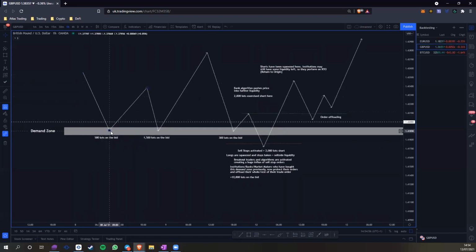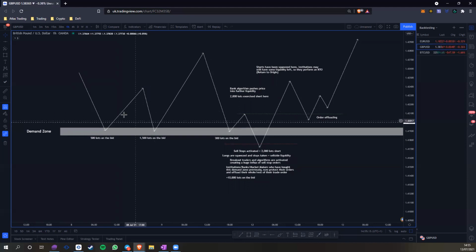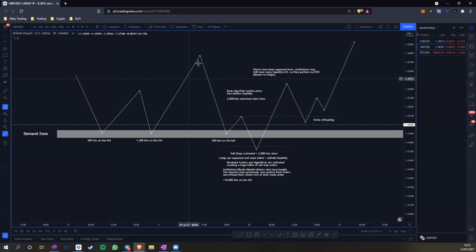So price comes into this demand zone and there's 500 lots on the bid which get activated. These orders are entered, we push away. Now we sell off again, we come back in, and because there's been some previous buying over here, we see this buying here, there's now 1,500 lots on the bid. There's more traders looking to buy at this zone because of the previous buying, or the recency of the previous buying, I should say. We now push away again.